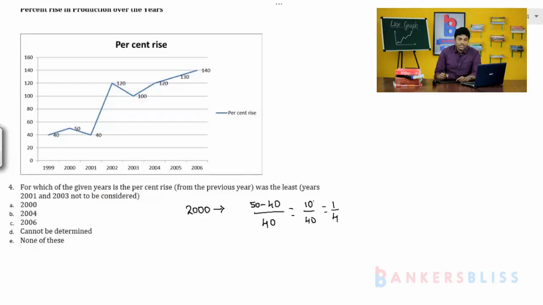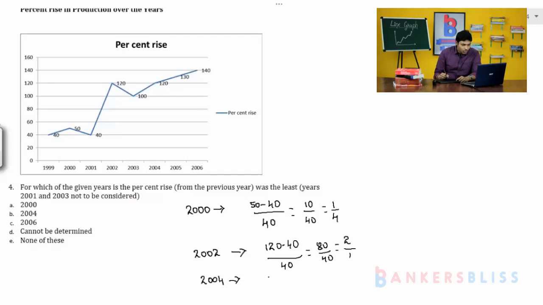Next, 2001 we should not consider, directly you go for 2002. So 2002, how much it is increased? See here, 120 minus 40 divided by 40. So this is 80 by 40, that is 2 by 1. Next, 2003 we should not consider, we have to go for 2004. So 2004, how much it is increased?